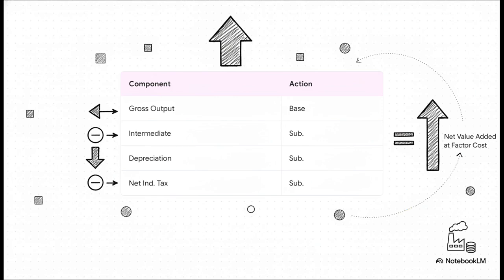You start with your base value, the value of gross output. From that, you absolutely must subtract your intermediate consumption. That gives you gross value added. But wait, we need net value added at factor cost. So next, you must subtract depreciation. And finally, you must subtract net indirect taxes. If you execute those 3 specific subtractions precisely, your final result is the net value added at factor cost. Every single enterprise in the economy must go through this exact mathematical filter.